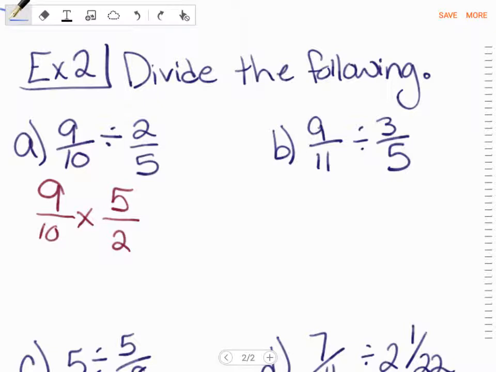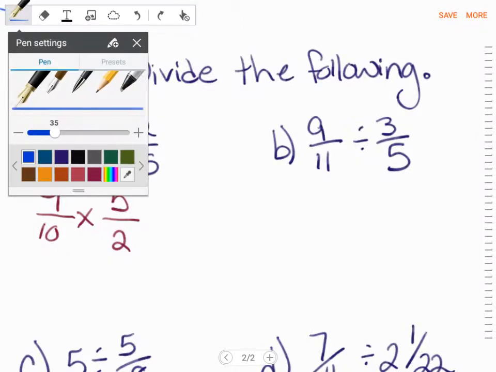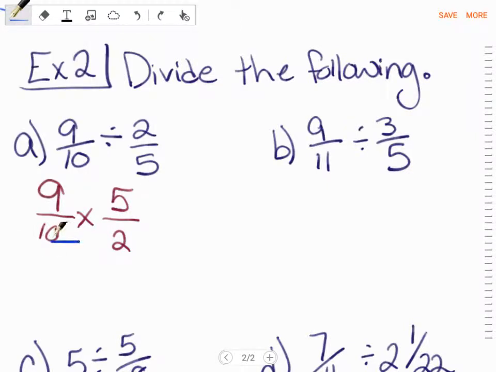They don't have any common factors. So there's nothing that I can divide into other than 1, and 1's not going to help me clean this up at all. So now I'm going to look at 10 and 5. Let's see, 5 goes into both 5 and 10. Hopefully we're all pretty confident with that. 5 goes into itself 1 time, and it goes into 10 2 times.